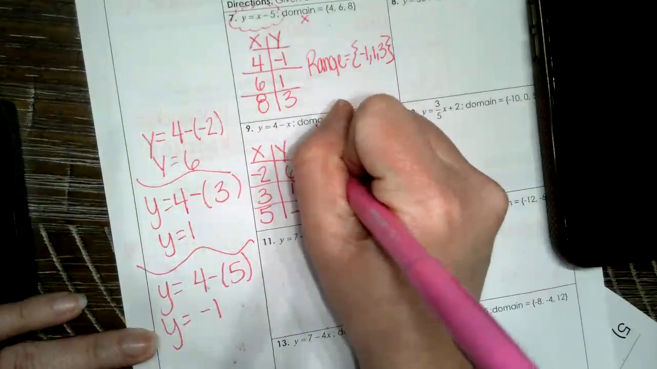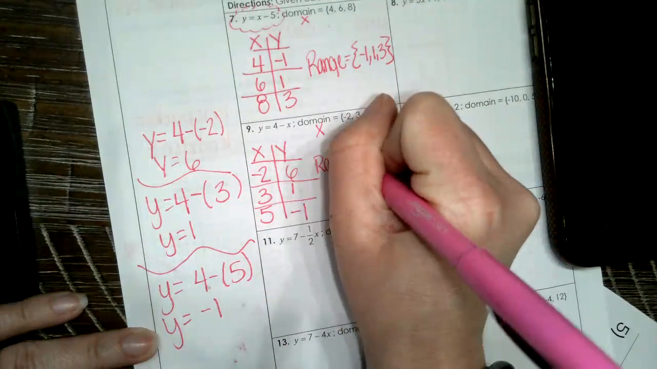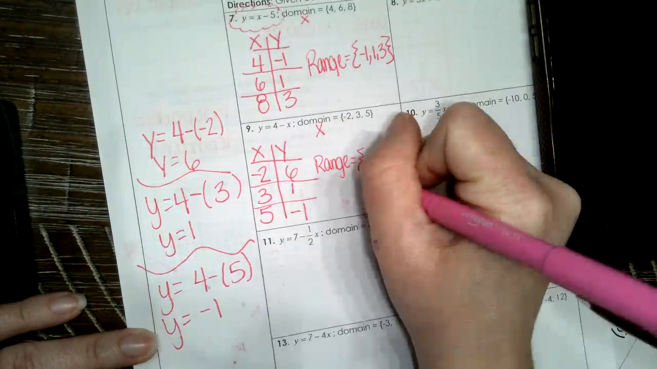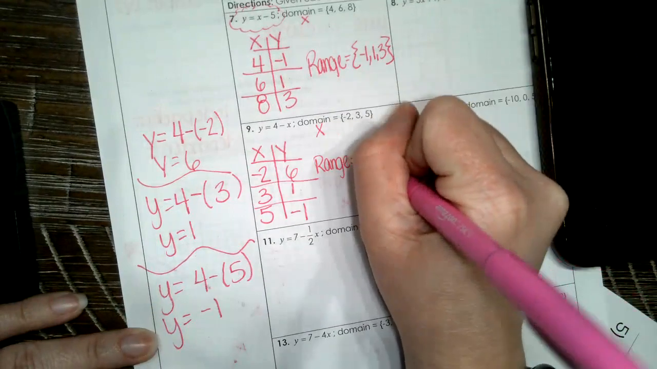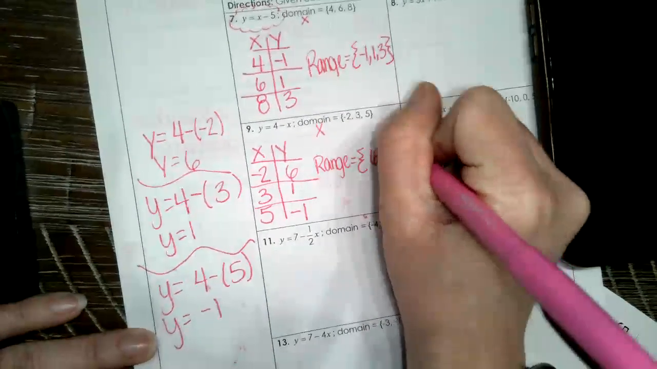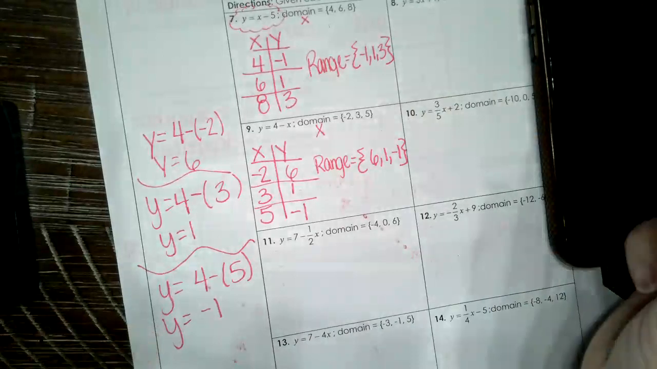So we're going to write range, and that's going to be equal to, using your braces, 6, 1, -1, and close your curly brace.